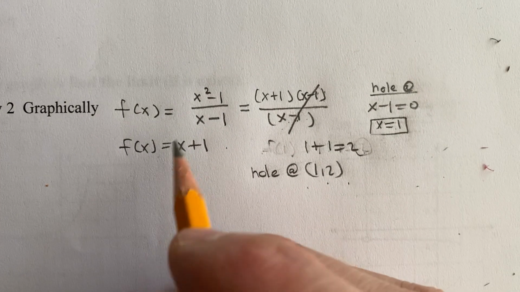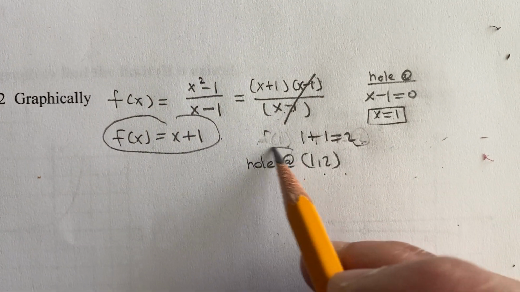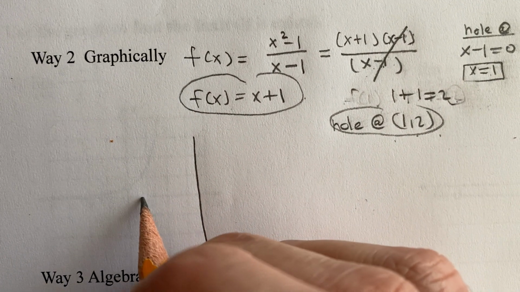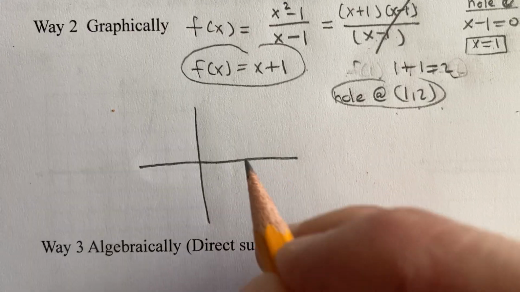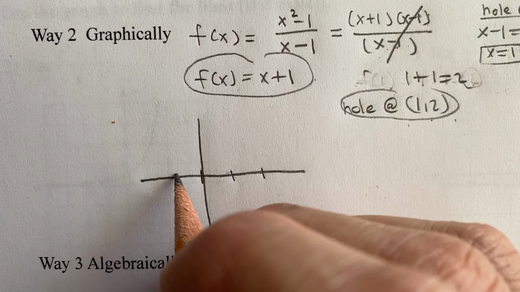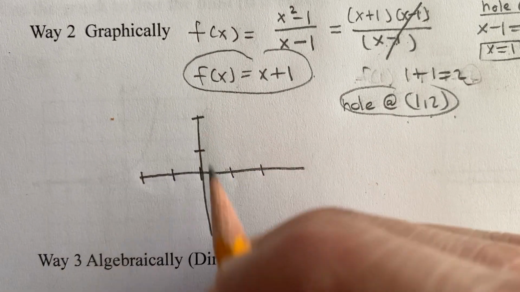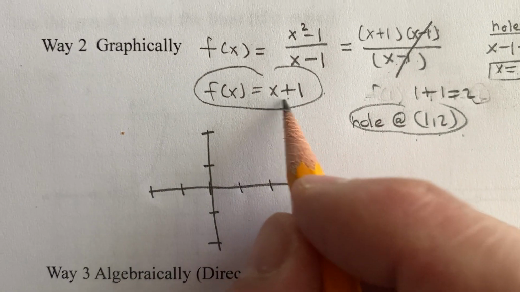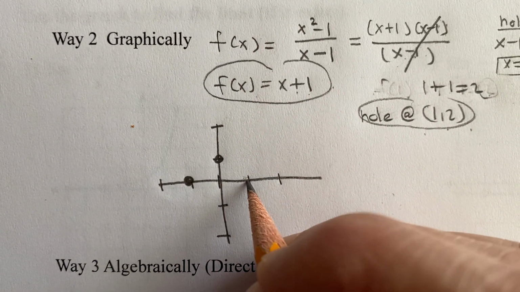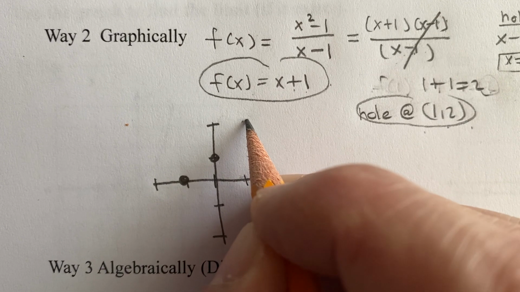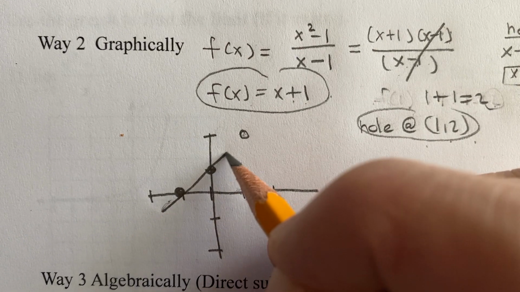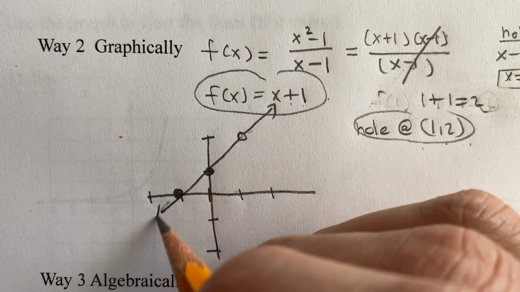So I am going to graph this function, and I know there's a hole at 1, comma 2. So let's graph it. This is basically a line. The x-intercept of this line is -1, the y-intercept is 1, and we have a hole at 1, comma 2. If you take a straight edge, which I'm doing sloppily, there's my f of x.